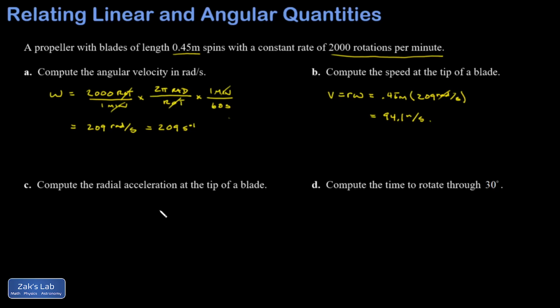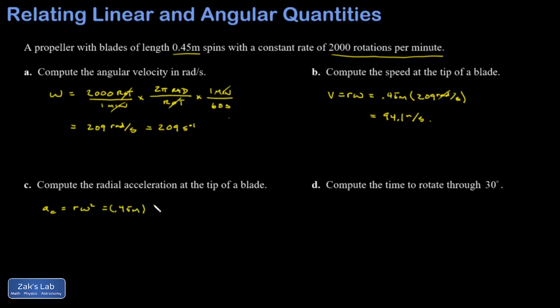Part C, compute the radial acceleration at the tip of a blade. So here we're talking about the centripetal part of the acceleration. There is no tangential acceleration because the rotational speed is constant in this example. And I'm going to use the formula R omega squared for this. Of course, you could use V squared over R if you like, and we already computed V.